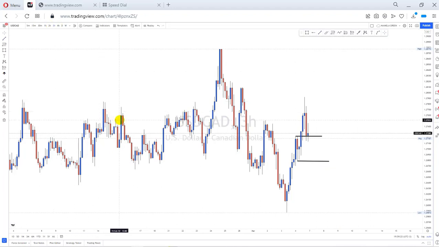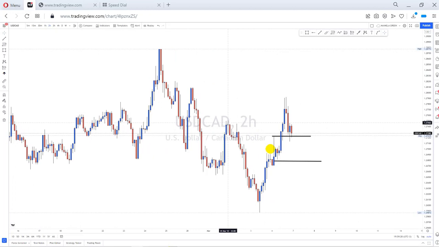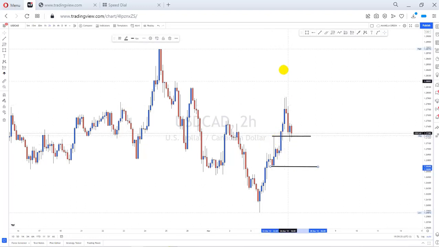Then let's go to the 2-hour time frame. On the 2-hour time frame, I'm gonna adjust my line like this. This is my swing low, this is a break of structure here, then this becomes my order block here. So let's not forget about this one here. Let me mark it like this.